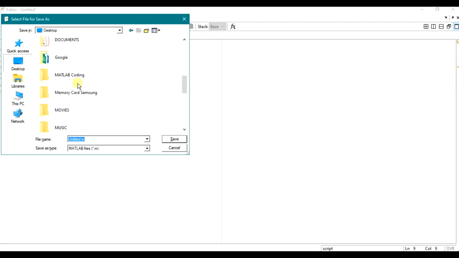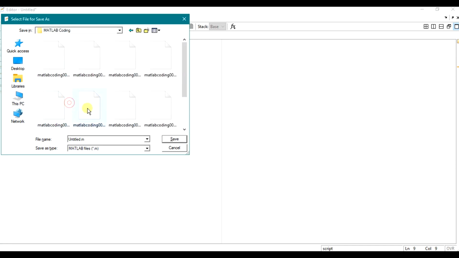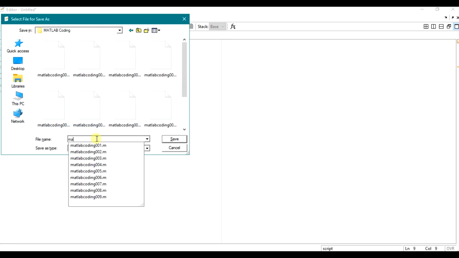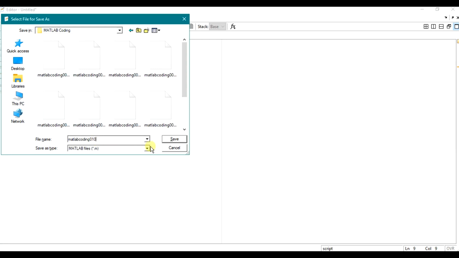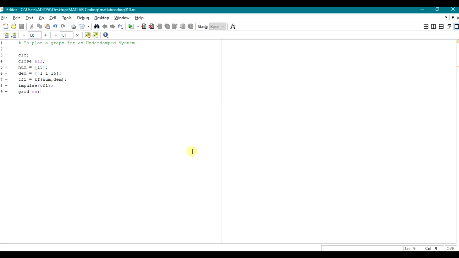Desktop. MATLAB coding, 00010. In fact, we have completed 10 codings. This is the 10th coding. We'll save it. Change folder.